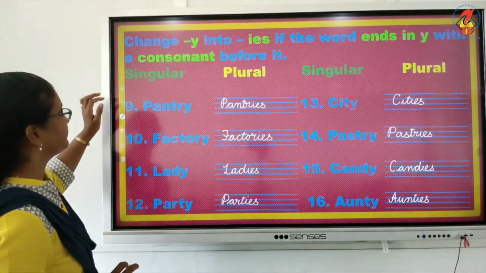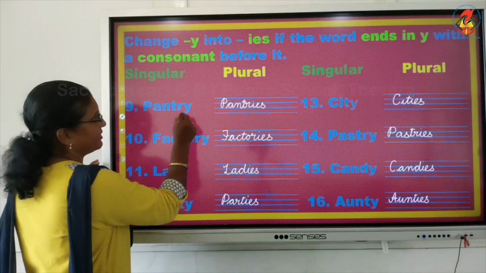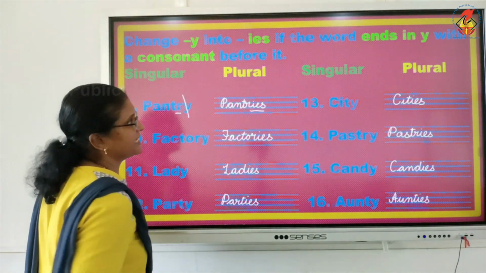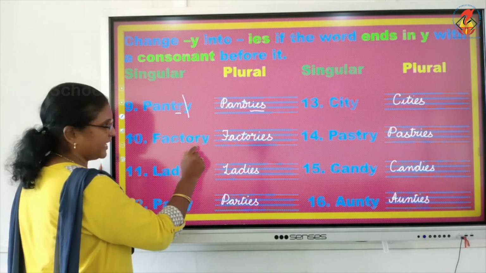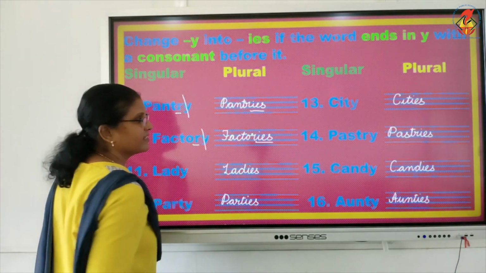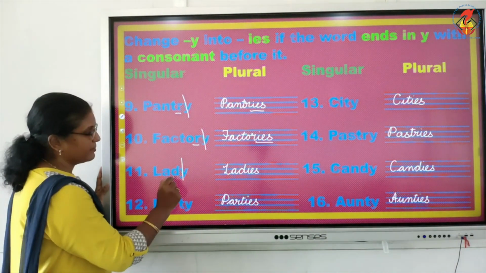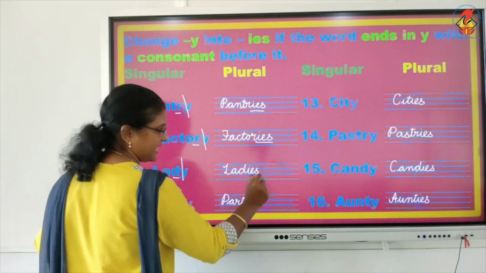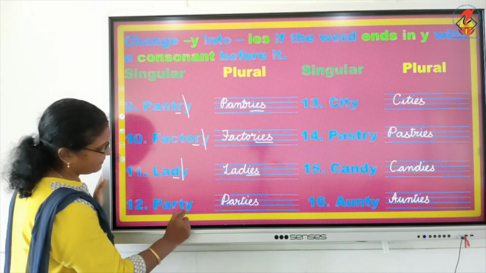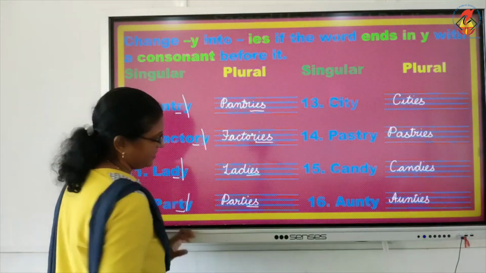So in the next one, let us see, like here you have again consonant, so you will cut this and write I-E-S in its place. Factory, you will cut Y because there is a consonant before Y, you will write with I-E-S. Lady, you will cut Y because there is a consonant again, you will write L-A-D-I-E-S, ladies. Party, you will cut Y because it is a consonant and you will write parties.